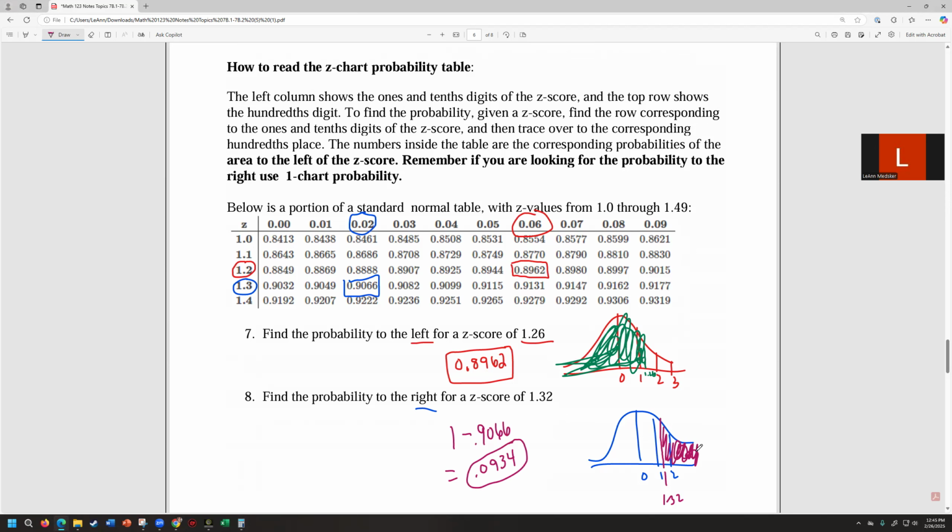Now, again, my tail is a little too high here. I'm horrible at drawing bell curves. Think about shading more of this one. That might be more visual, like if you had 1.32 marked and you shaded this way. But remember, there are two ways to read it, essentially. If you're going to the left, you just get the number. If you're going to the right, it's the opposite direction, so it's 1 minus that.